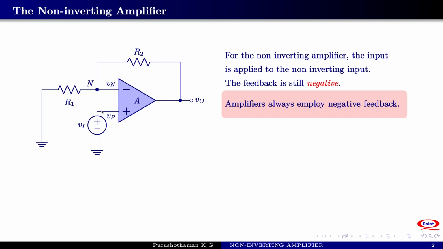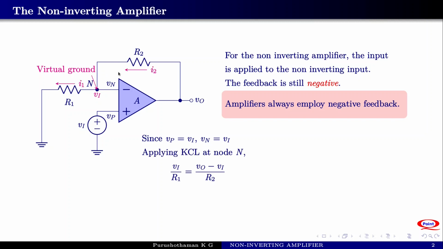Now by virtual ground we have Vp equal to Vn, and since Vp is equal to Vi, Vn also must be equal to Vi. So because of virtual ground, this voltage is Vi. Since we know this voltage at N, we can apply KCL at the node N. The current leaving must be equal to the current entering. So the result of application of KCL will be Vi by R1 equal to Vo minus Vi by R2. Simplifying and taking the ratio Vo by Vi, we get this is equal to 1 plus R2 by R1.